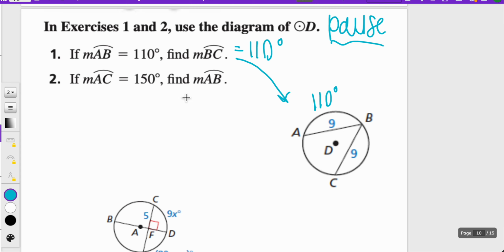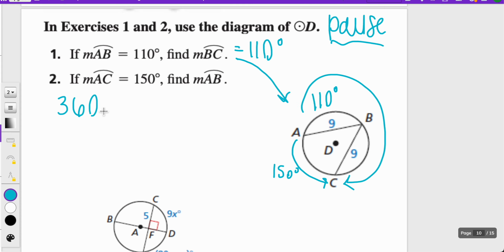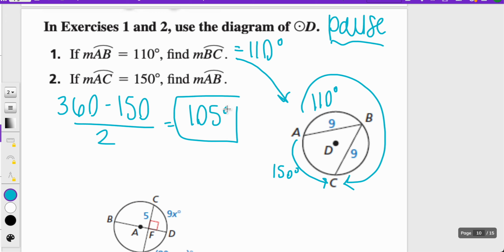If the measurement of arc AC is equal to 150 degrees, find the measurement of arc AB. So here's AC, and if that's 150 degrees, then what I could do first is take the rest of it, because all the way around would be 360, so 360 minus 150. And then AB is just half of that, so I'd take that number and divide it by 2. I'm going to come up with 105 degrees. Okay.